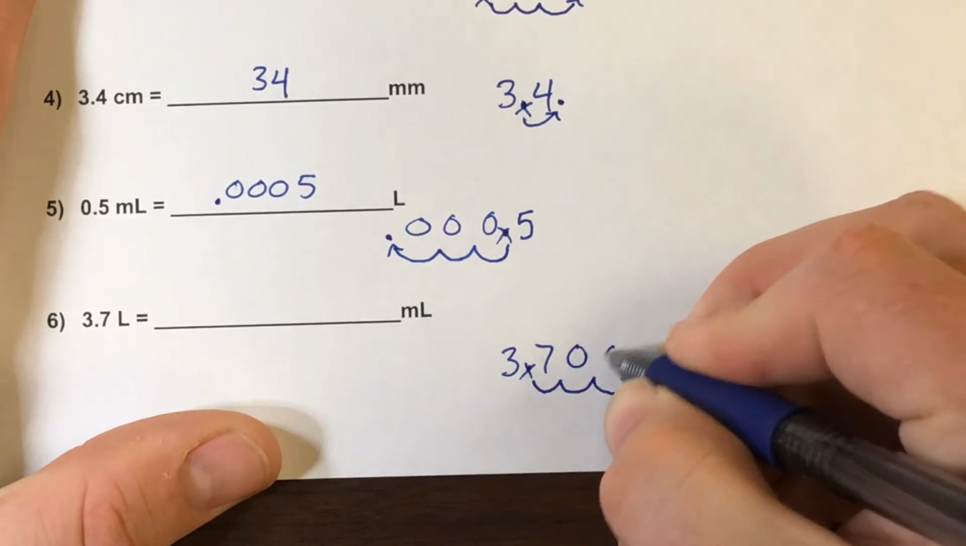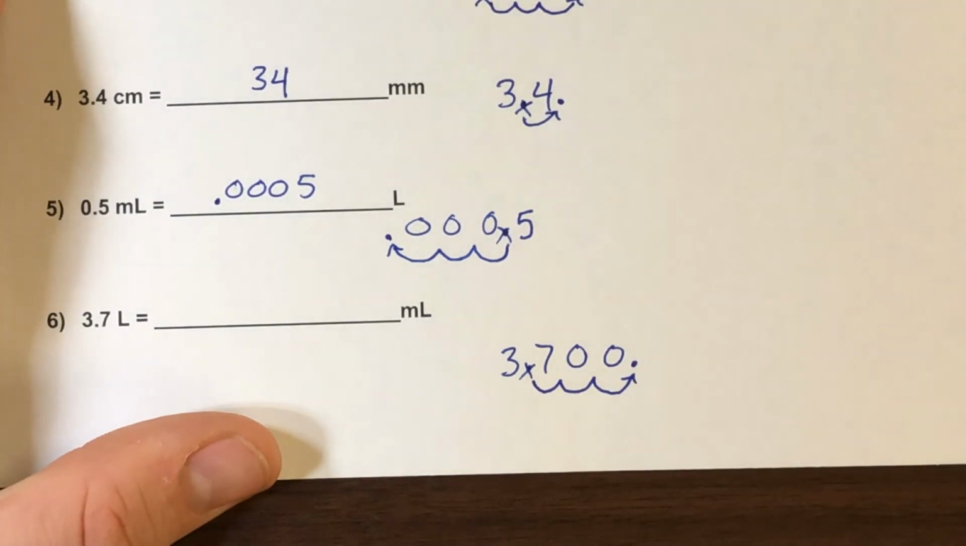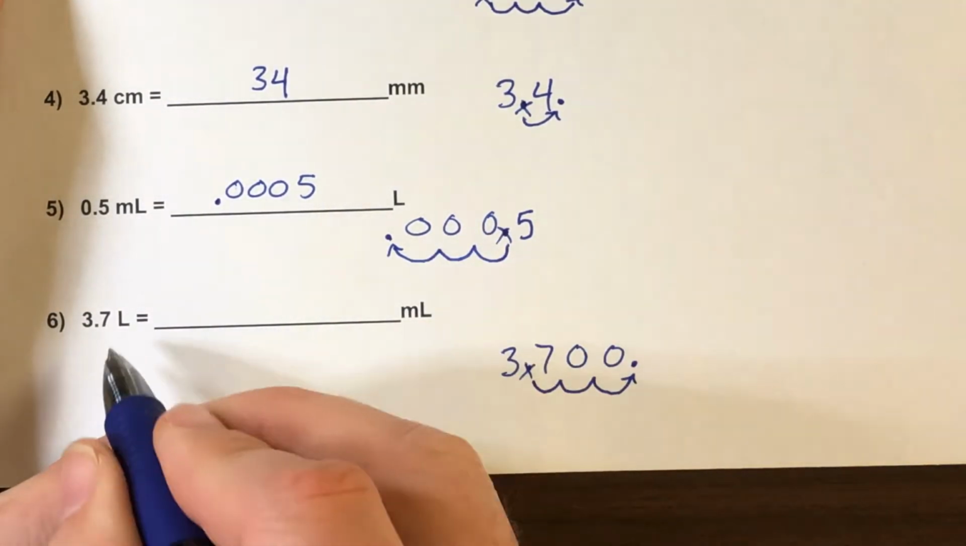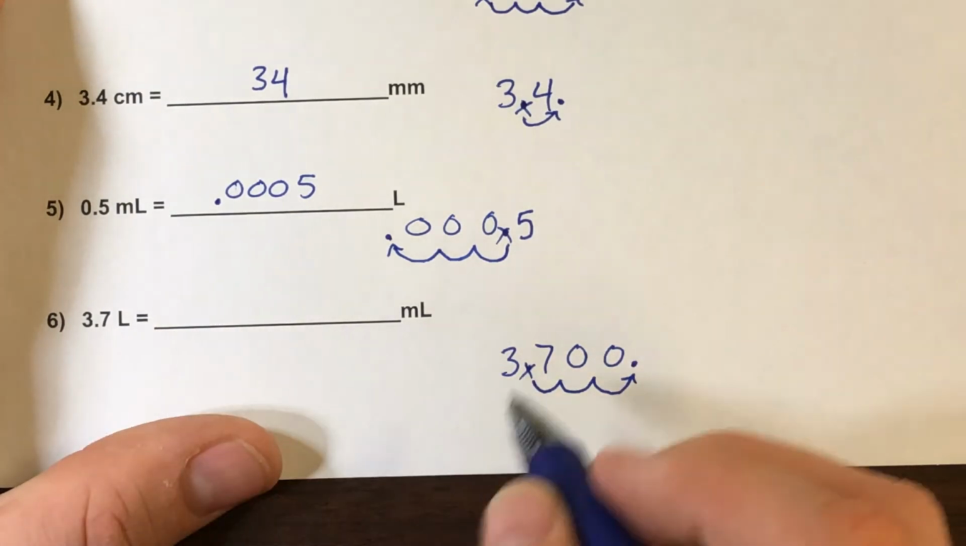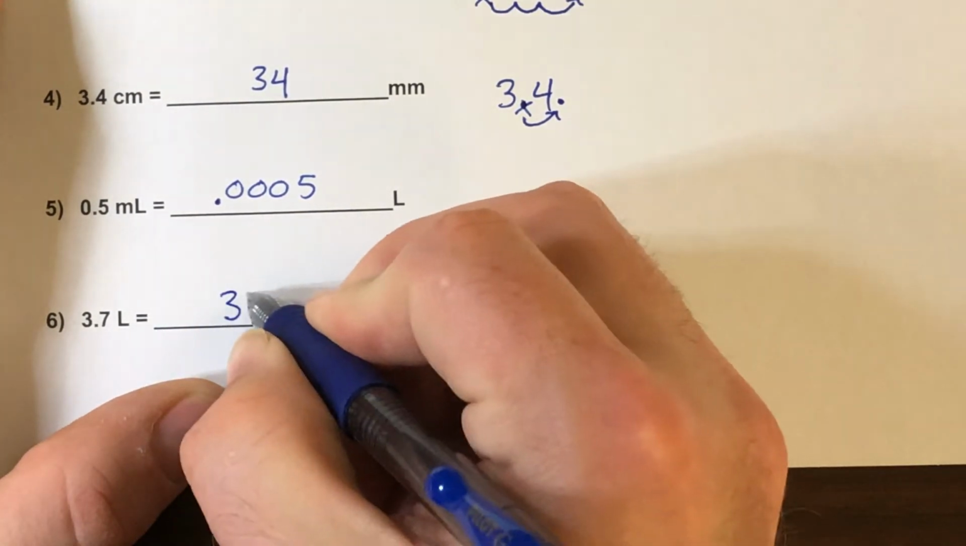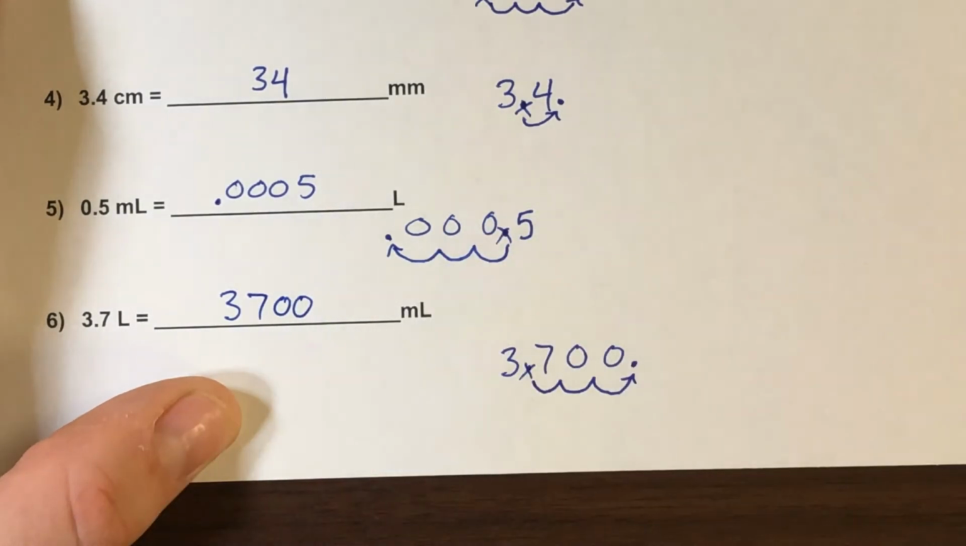Fill in any empty spaces with zeros. So that means 3.7 liters is the same thing as 3,700 milliliters.